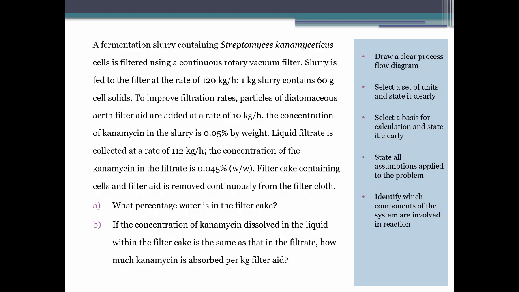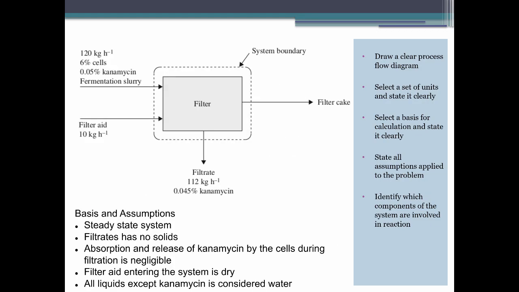The liquid filtrate is collected at a rate of 112 kg per hour, and the concentration of the kanamycin in the filtrate is 0.045%, weight by weight basis. So that's by weight again. Filter cake containing cells and filter aid is removed continuously from the filter cloth. Now, what percentage of water is in the filter cake? And if the concentration of kanamycin dissolved in the liquid within the filter cake is the same as that of the filtrate, how much kanamycin is absorbed per kilogram of filter aid?